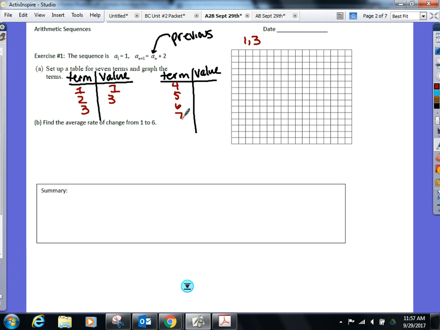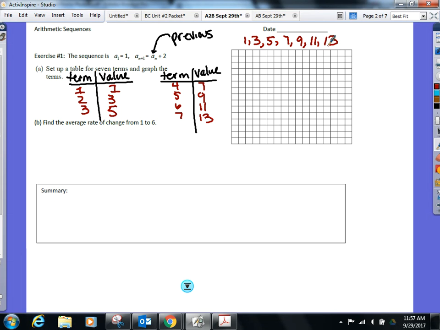Okay, what was the third term? Third term in this sequence? 5. Fourth term. 7. Fifth term. 9. How about the sixth term? 11. And how about the seventh term? 13. Okay, so there's my sequence right there. If you wanted to write it out like you were used to yesterday, there's my sequence.